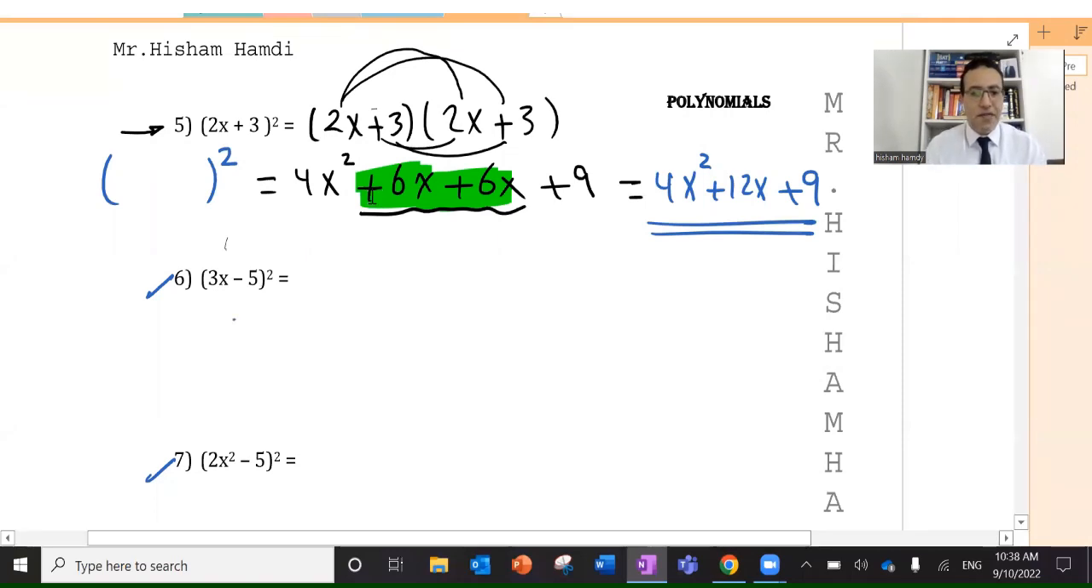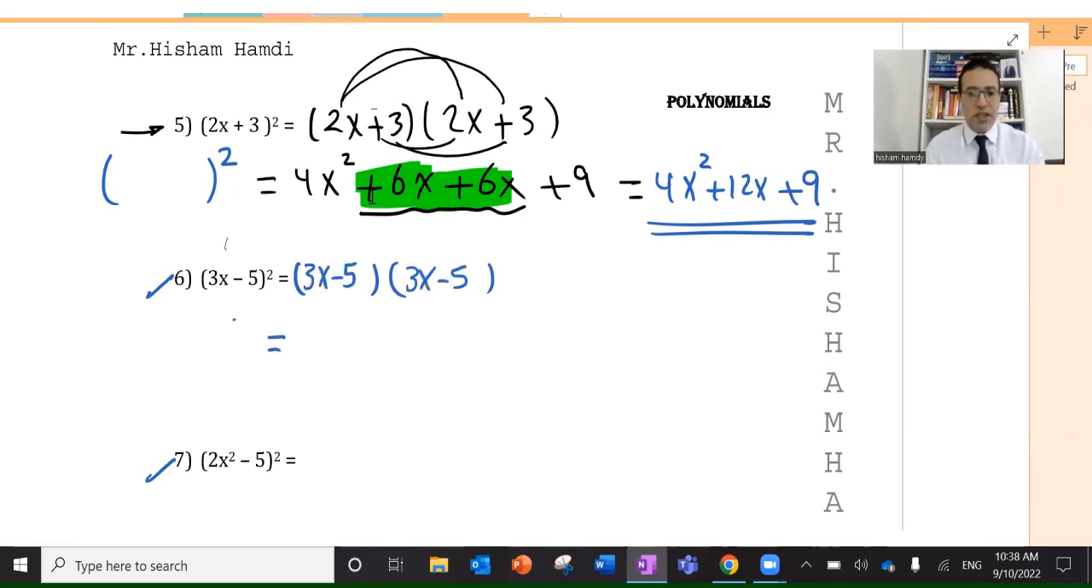Regarding 3x minus 5 squared, I'm going to write it as 3x minus 5 and 3x minus 5. I'm not going to change the sign. It's negative, so both brackets are negative. 3x by 3x is 9x squared. 3x multiplied by negative 5 is negative 15x. Then negative 5 by 3x is negative 15x. Negative multiplied by negative is positive 25.